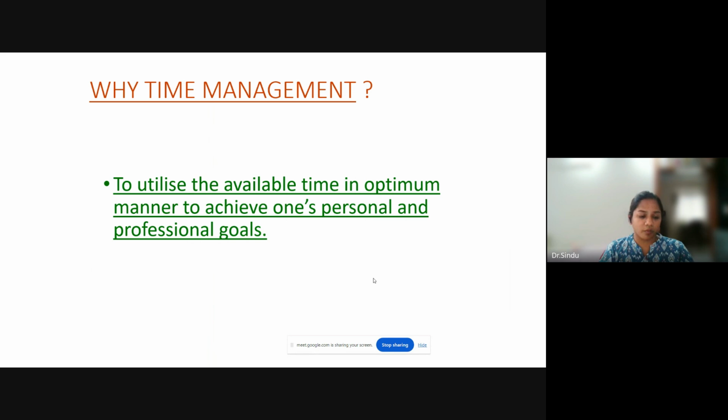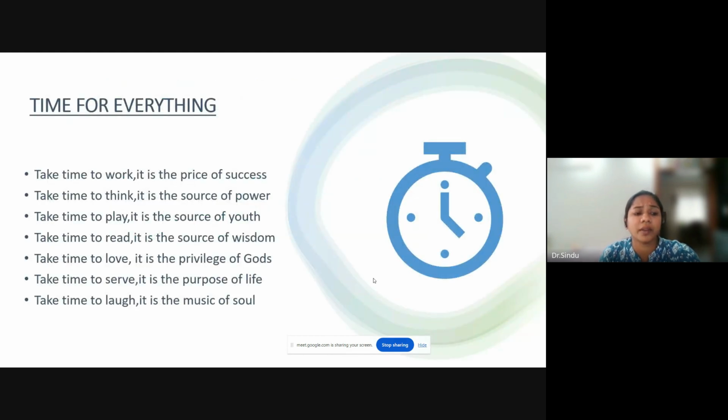When you are not using it properly, what will happen? Automatically you will face problems. You cannot achieve your professional and personal goals. So when you have to do time management, what is the requirement of time management? How far is it useful for the students as well as the teachers when you are managing the time? When you are managing the time, automatically you will achieve your task. So time is for everything. Everybody wants to manage the time, but they don't know how to do that particular task.